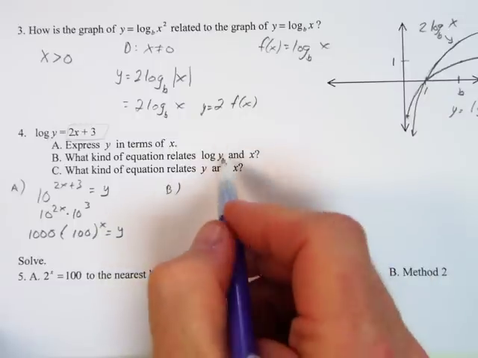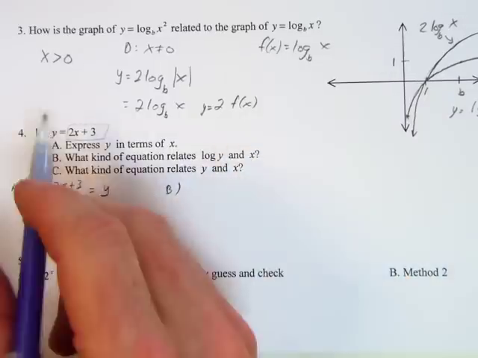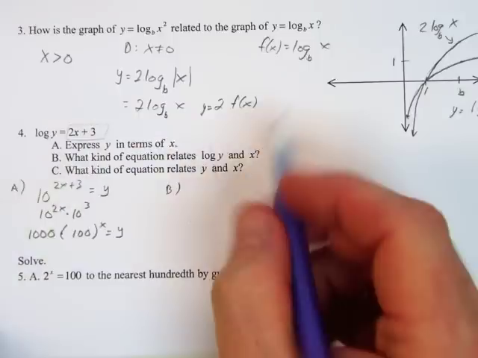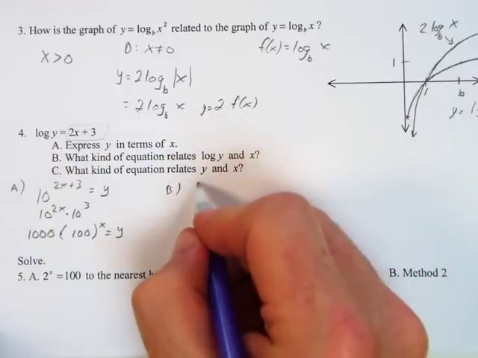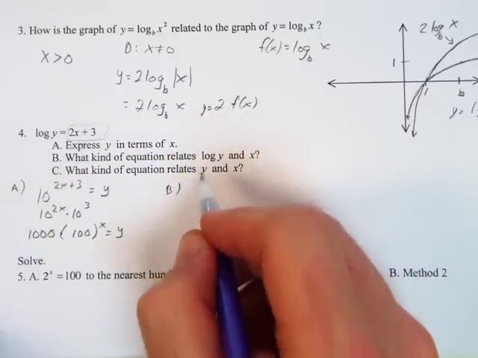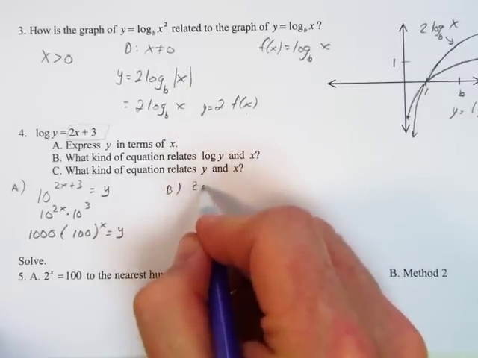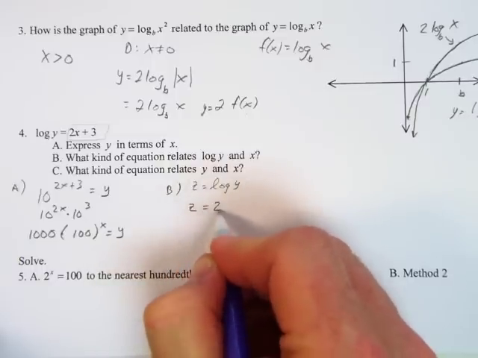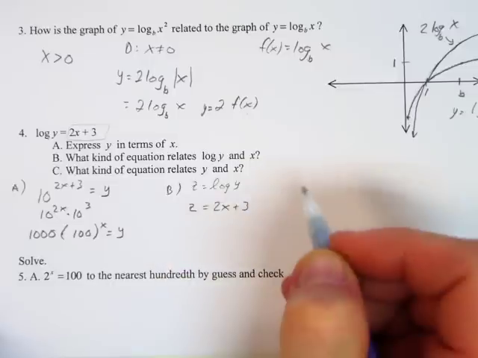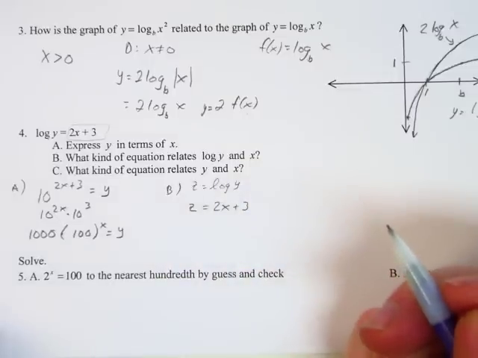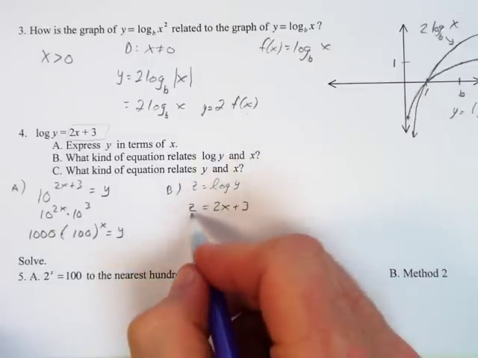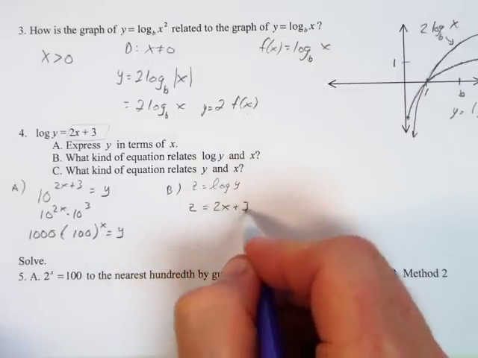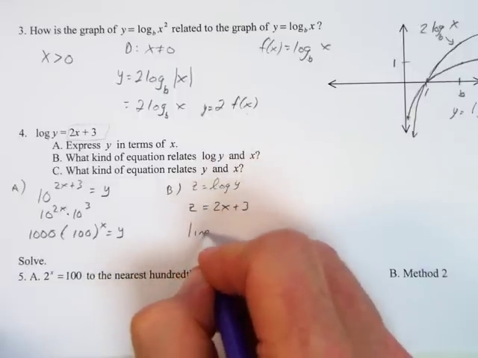Part B. What kind of equation relates log of y and x? What this is basically saying is, let's think of log of y as one variable. Let's call it z for just a second. z equals log of y. So if I have z equals 2x plus 3, what kind of equation is that? Well, this is a lot like y equals mx plus b. This is a linear equation.